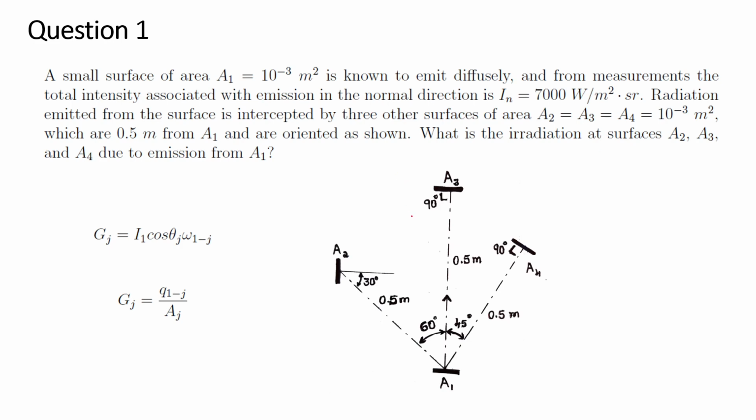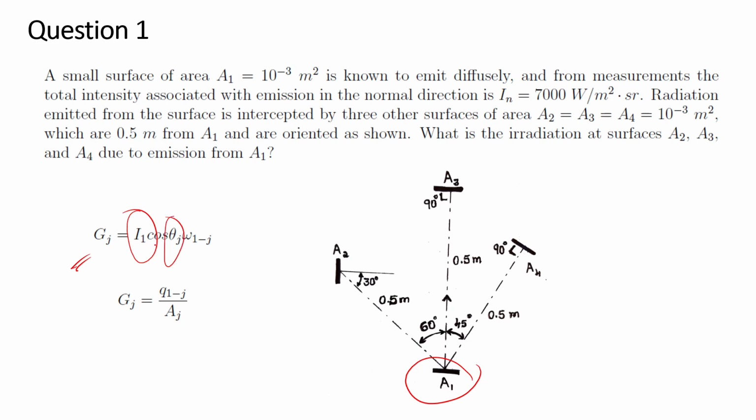So yes, we have been given this small surface A1. It emits diffusely, that is, radiation is occurring from this A1, and it is incident on three surfaces A2, A3, A4 at the angles shown in the figure. And for this, we have to find the irradiation at the surfaces A2, A3, and A4. So basically, we have to find this value of G_j, for which we have already been given the formula, whereby I1 is nothing but the radiation intensity.